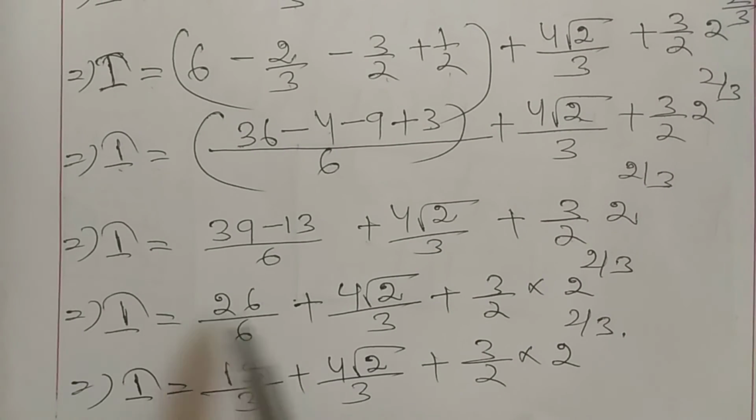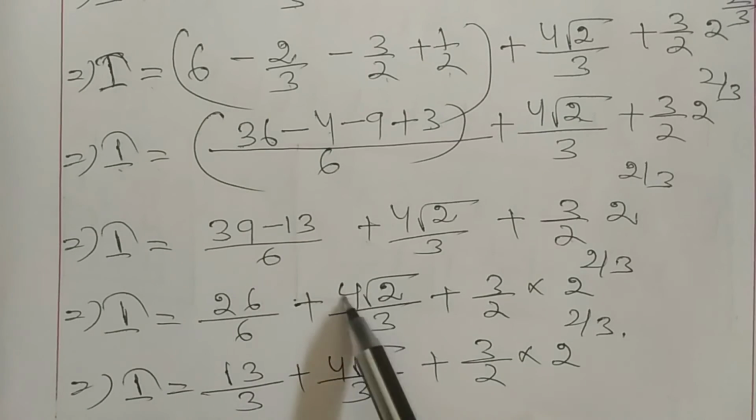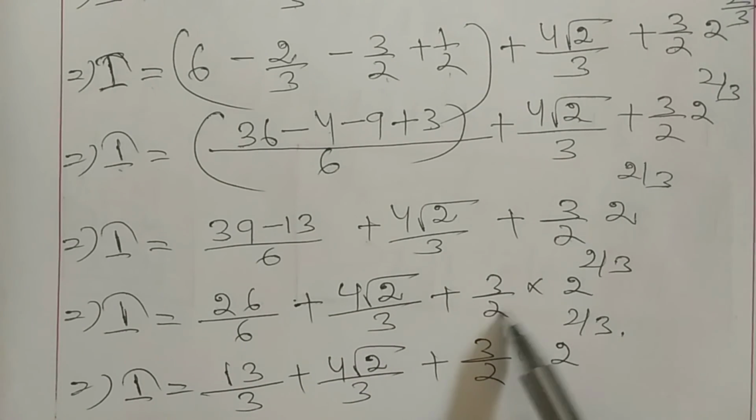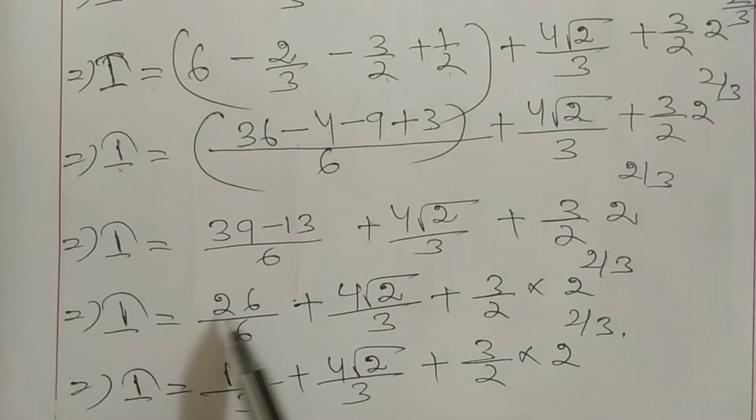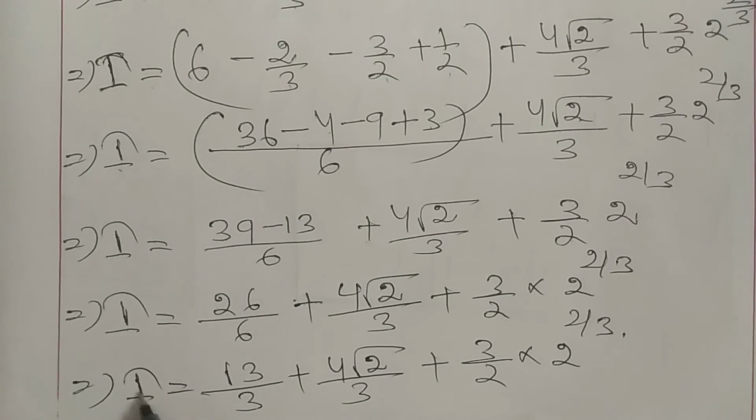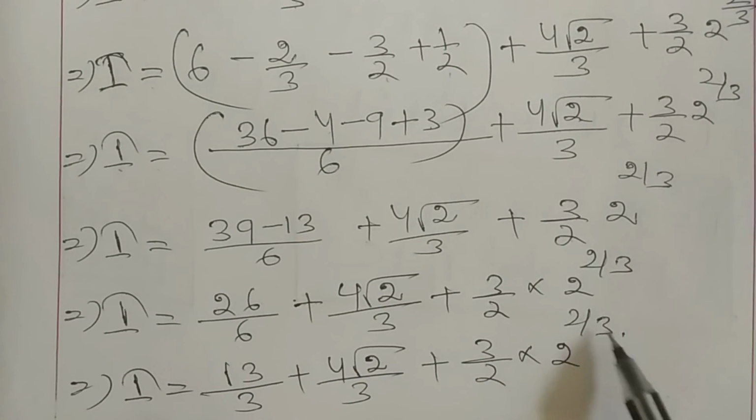So again I is equal to 26/6 plus 4 root 2 by 3 plus 3/2 into 2^(2/3). And here 26/6, that is 13/3. So I is equal to 13/3 plus 4 root 2 by 3 plus 3/2 into 2^(2/3).